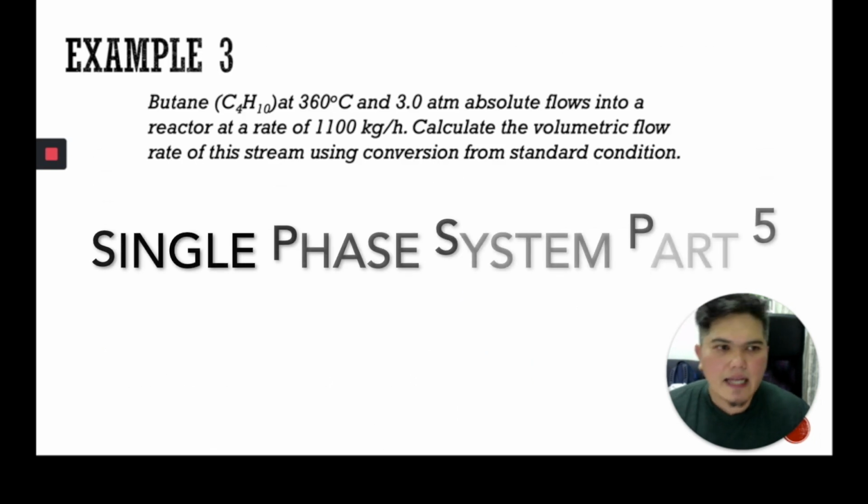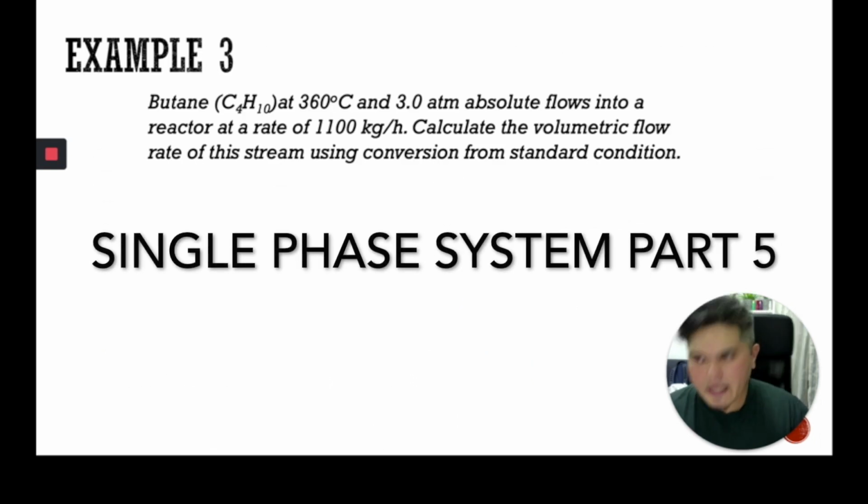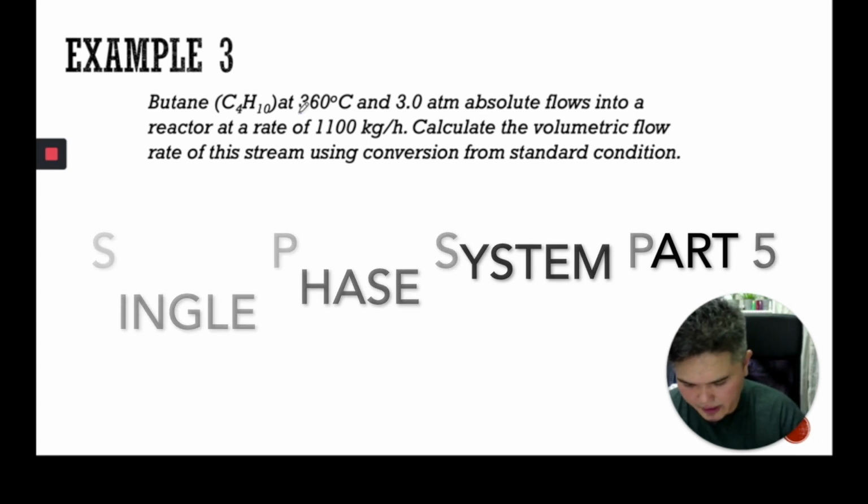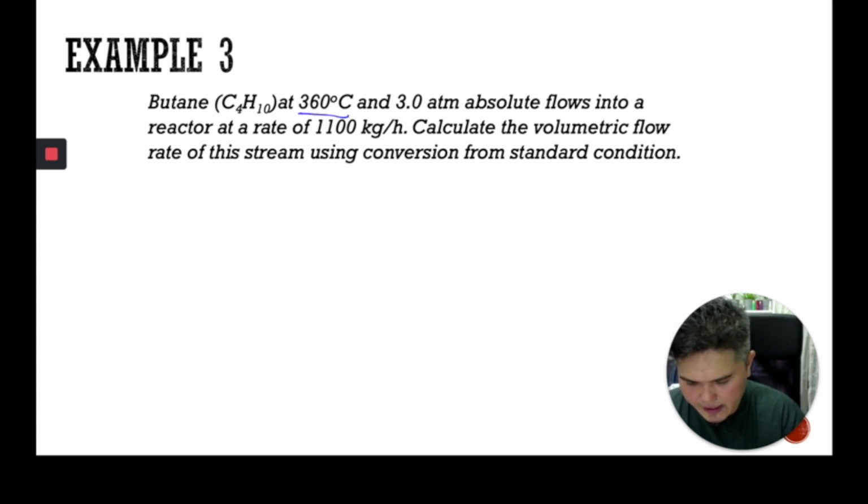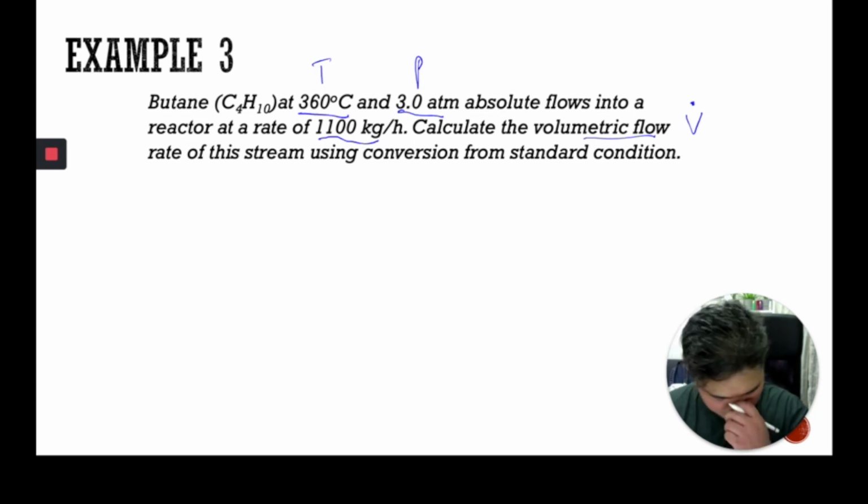So let's look at the example here, where you were given butane at 360 degrees Celsius and 3 atmosphere absolute pressure, which flows into a reactor at a rate of 1100 kilogram per hour. You are required to calculate the volumetric flow. So what would be the V dot of the stream using conversion from standard condition?